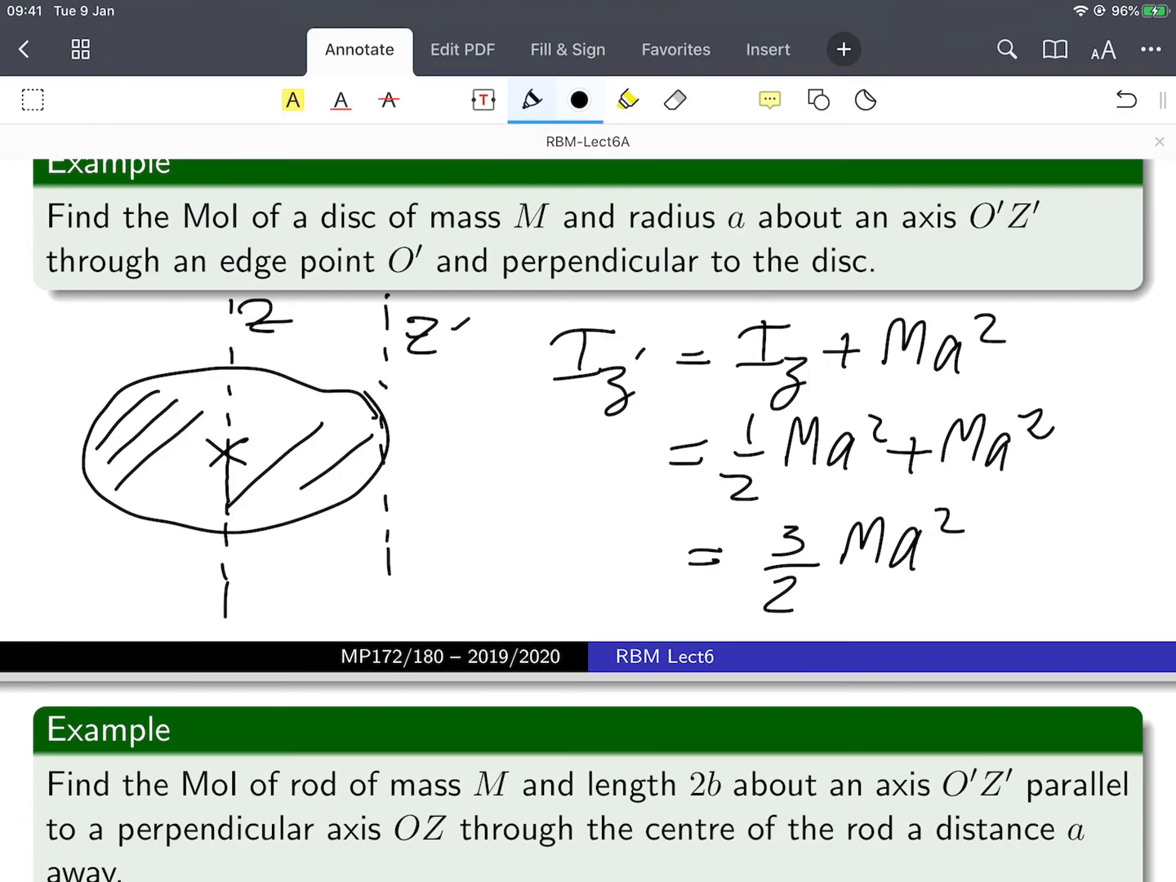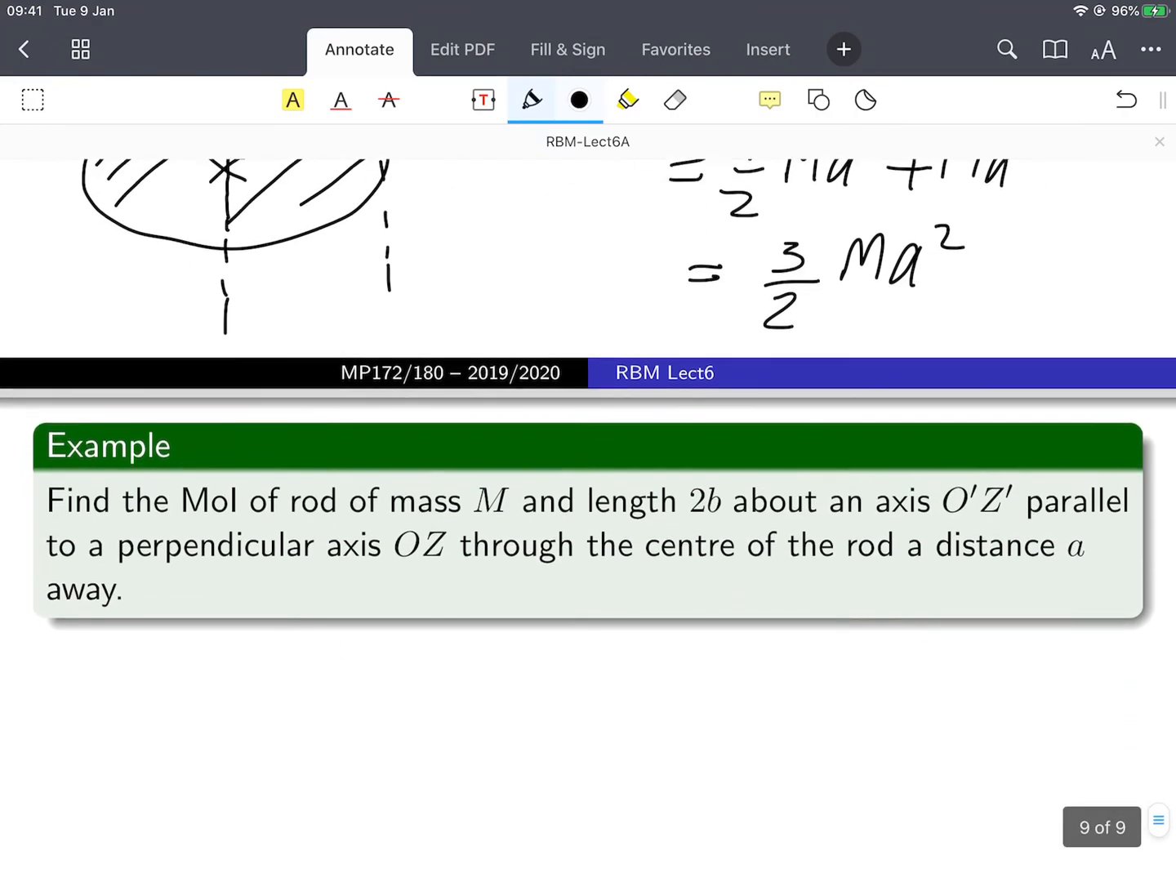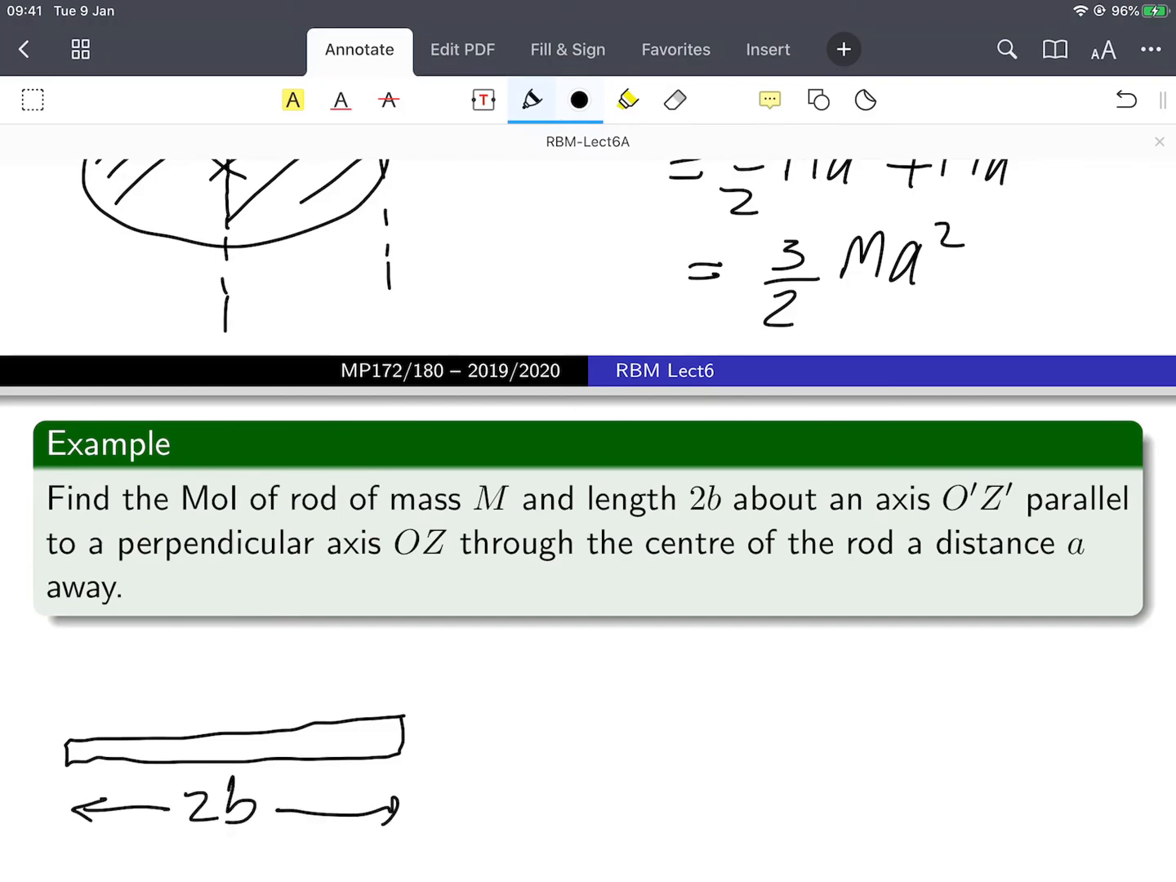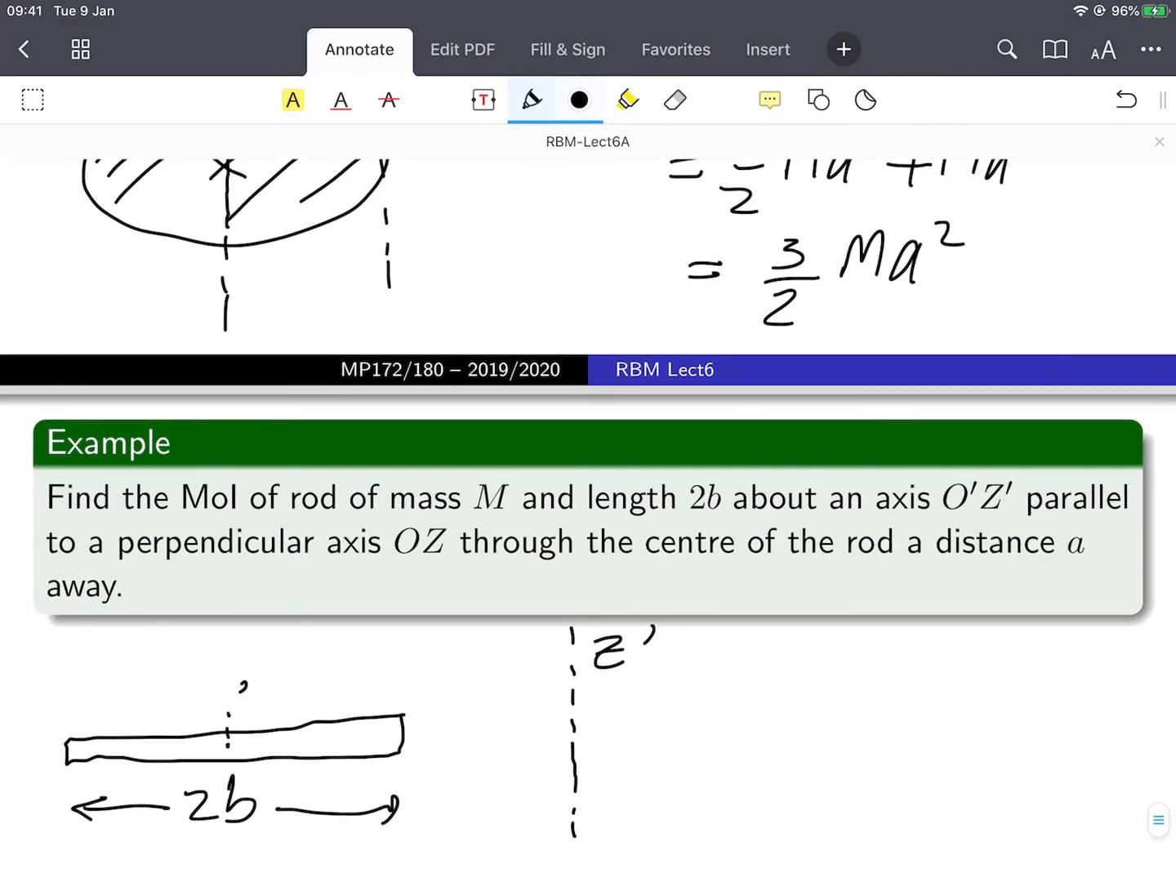And now we can do finally this one. Rod rotating about its edge. Oh, actually, even more than that. So you have a rod of length 2b, and it's rotating about any vertical axis, Z prime, provided the distance between the center of the rod and Z prime is called A.